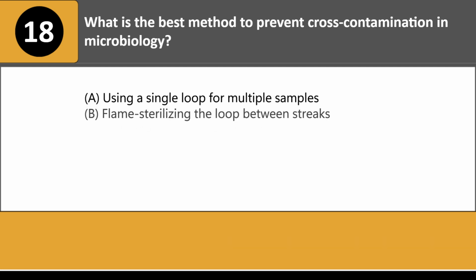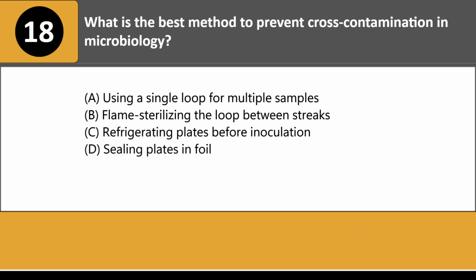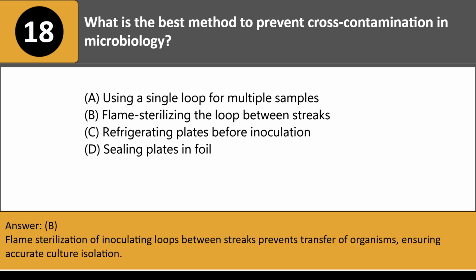What is the best method to prevent cross-contamination in microbiology? A. Using a single loop for multiple samples. B. Flame sterilizing the loop between streaks. C. Refrigerating plates before inoculation. D. Sealing plates in foil. Answer: B. Flame sterilization of inoculating loops between streaks prevents transfer of organisms, ensuring accurate culture isolation.